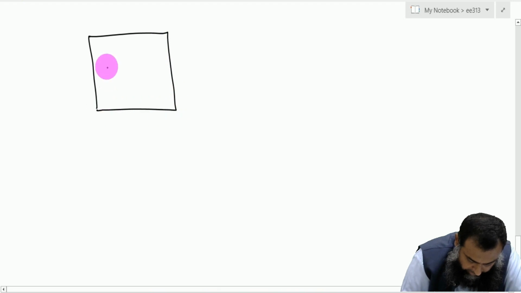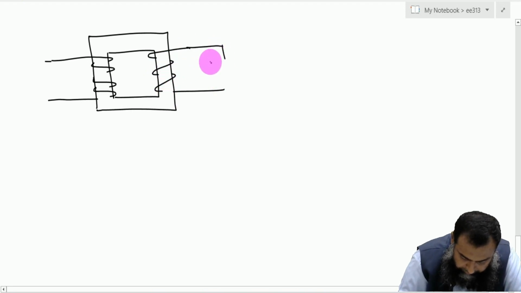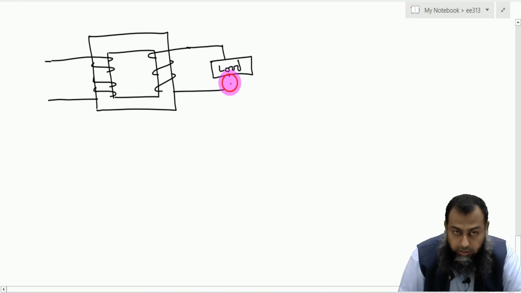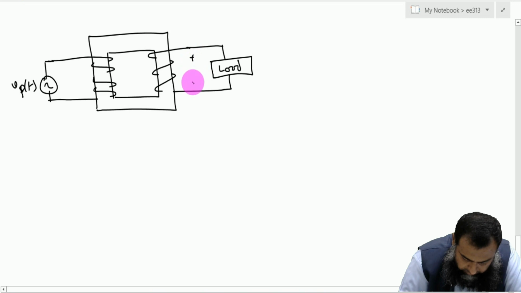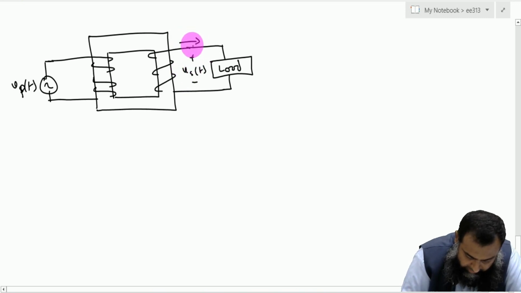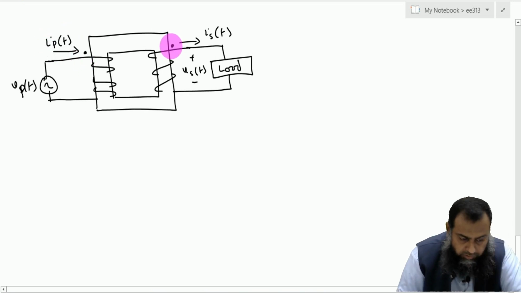Let us say again we have a transformer here, right, and we have a few windings here, and this time we have some load which is connected here, right? So now let us say that this is VPT, and this is VST, we have this IST, and here we have this IPT. So this is that dot convention as we have seen here.